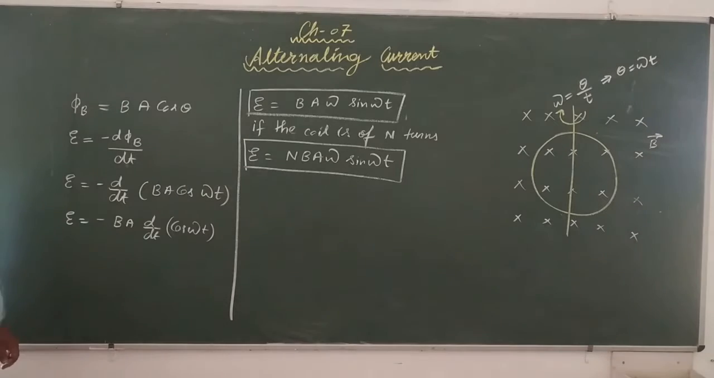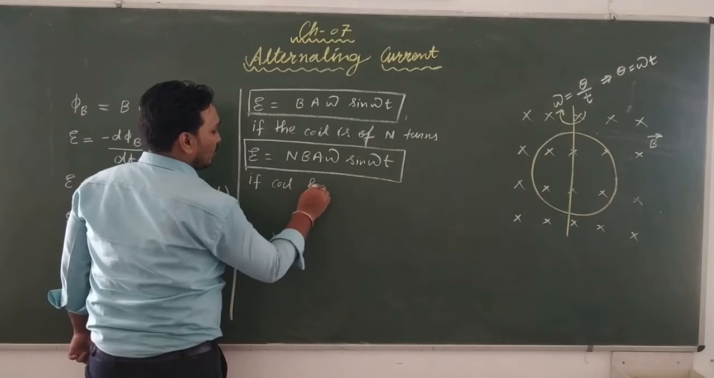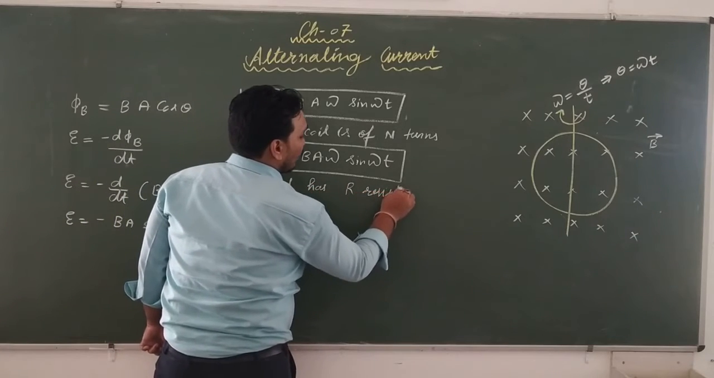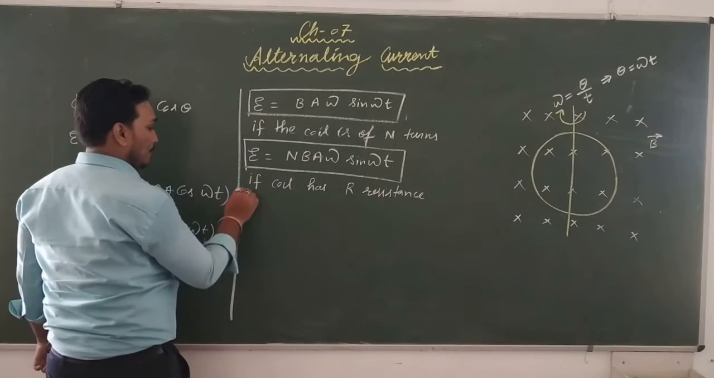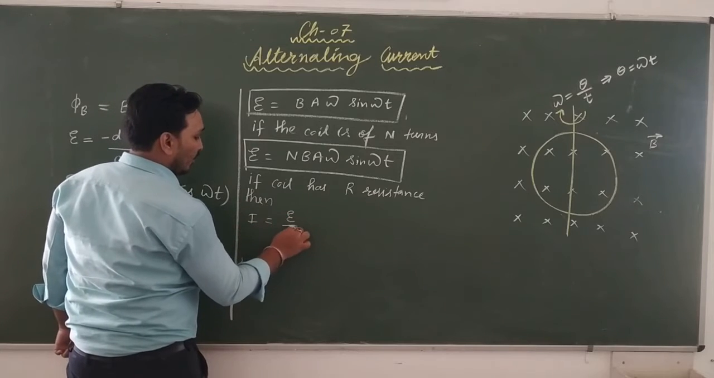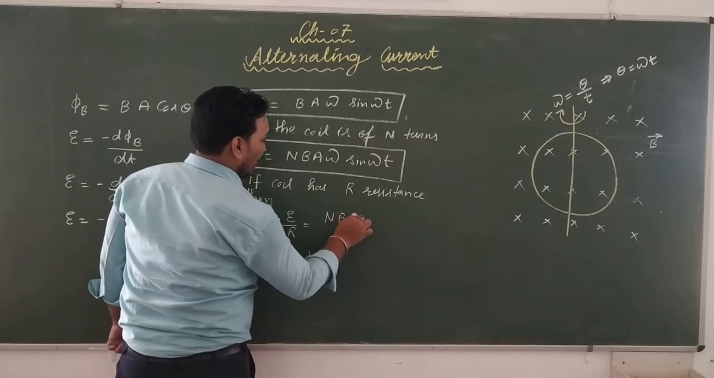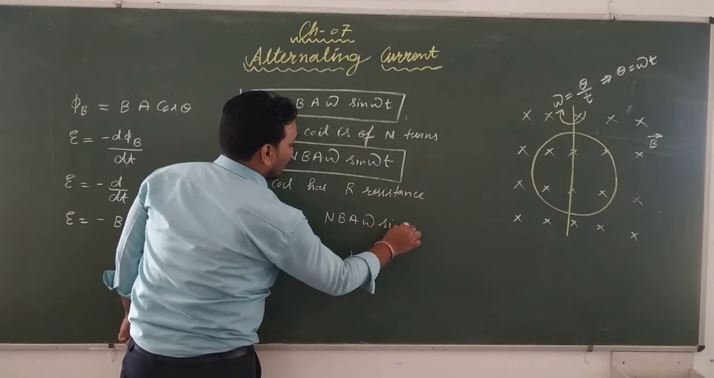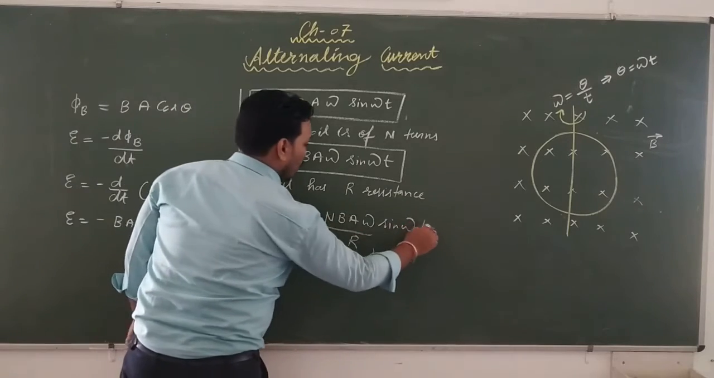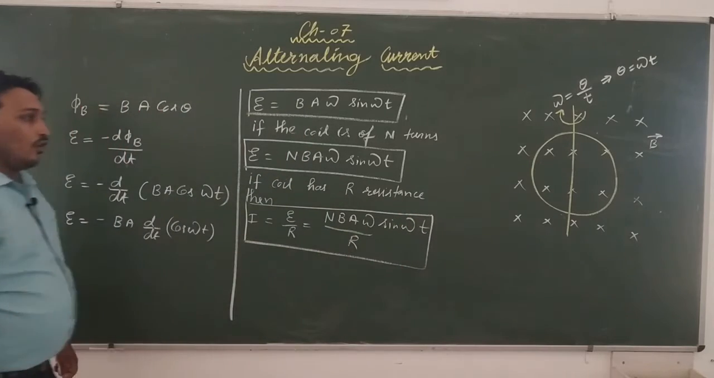Let us understand about the current. If the coil has resistance R, then current will be equal to EMF upon resistance. And here we are going to have N B A omega sin omega t upon R. So this is the formula for current. I hope it is clear.